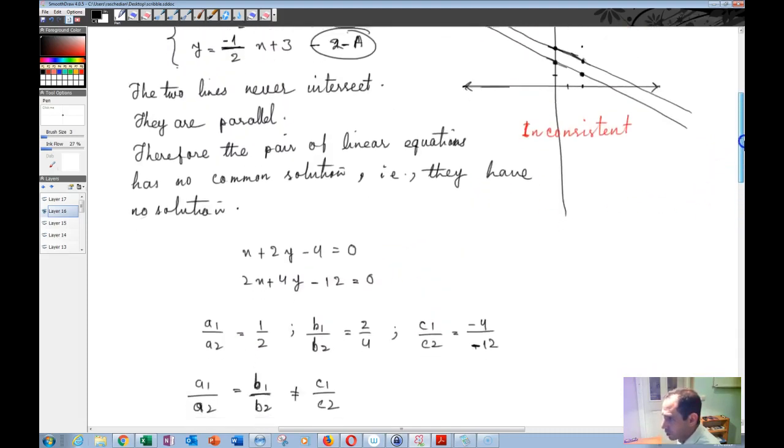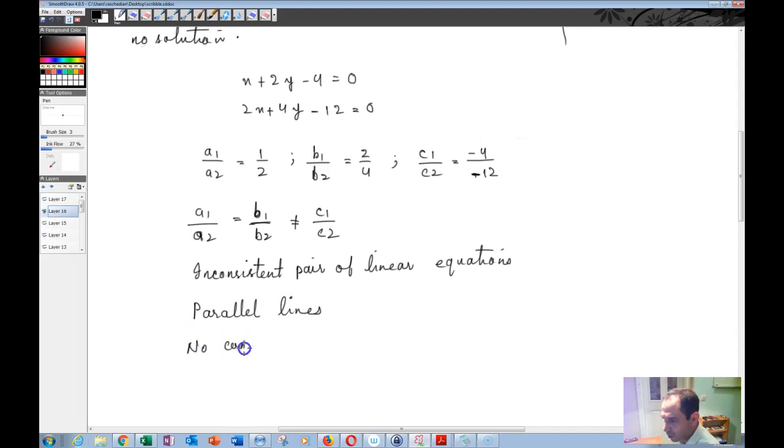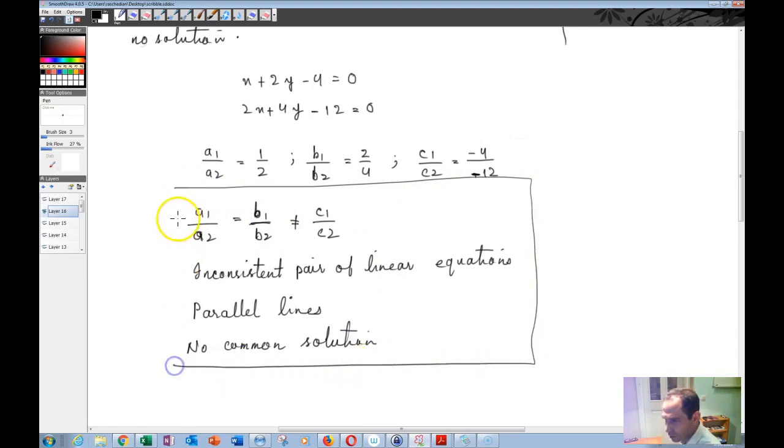So that means that you get an inconsistent pair of linear equations, and the lines are parallel, and you get no common solution because there is no point of intersection of the two lines. So that's basically this third situation over here.